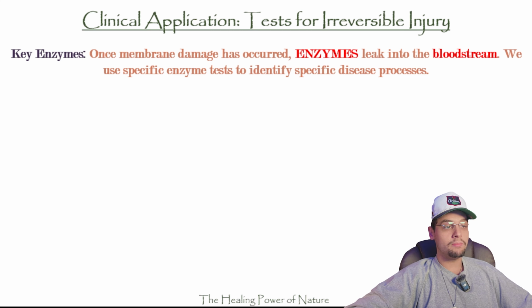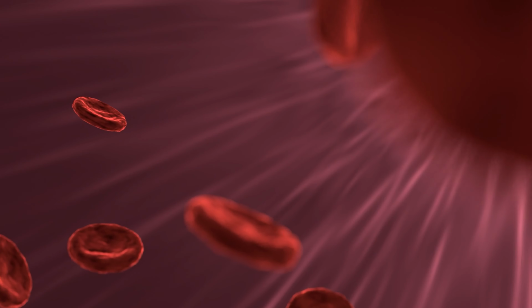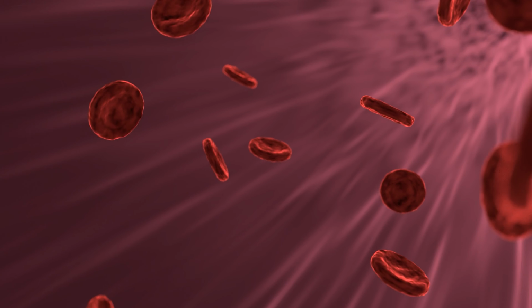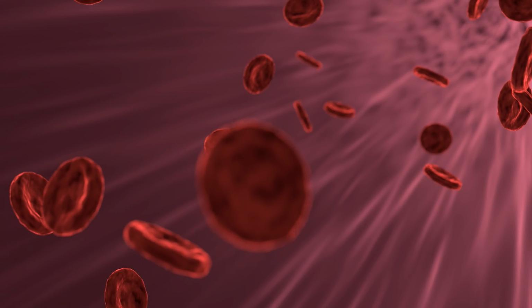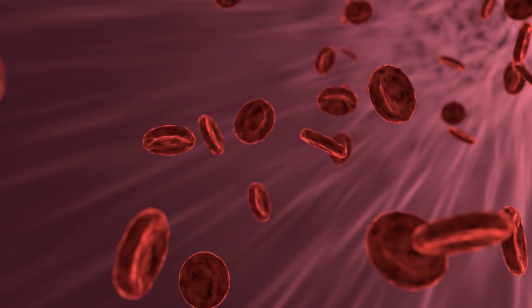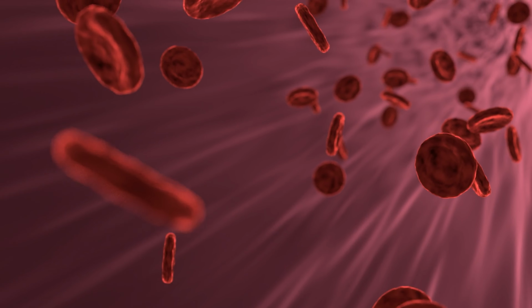Clinical application. Remember, key enzymes. Once membrane damage has occurred, enzymes leak into the bloodstream. We use specific enzyme tests to identify specific disease processes. For example, we can use cardiac troponin, released during myocardial infarction due to plasma membrane damage in cardiac myocytes. Example, troponin I and T are specific markers for heart damage.